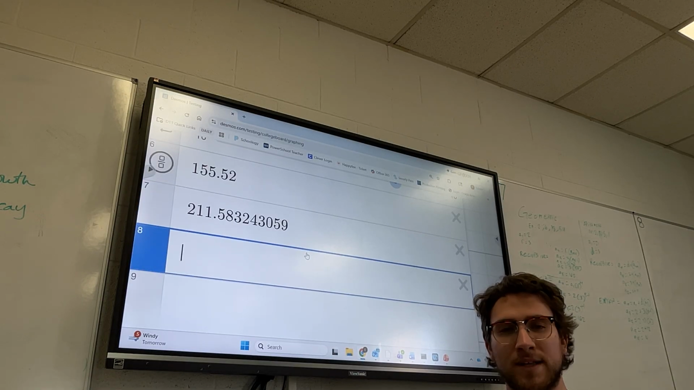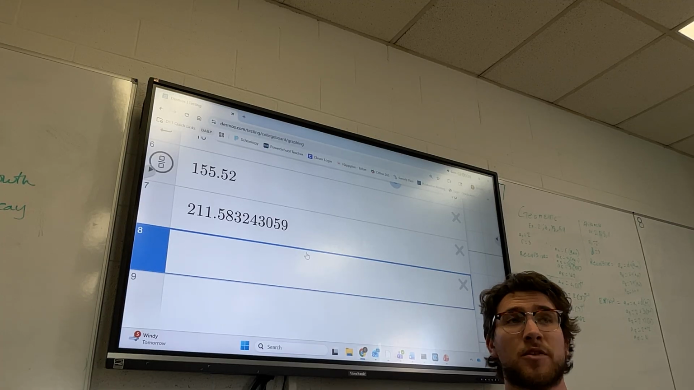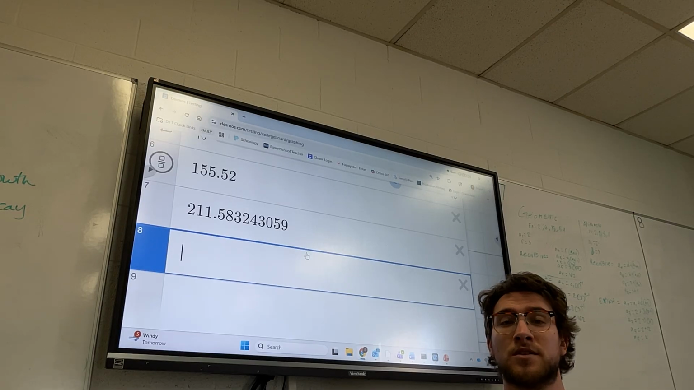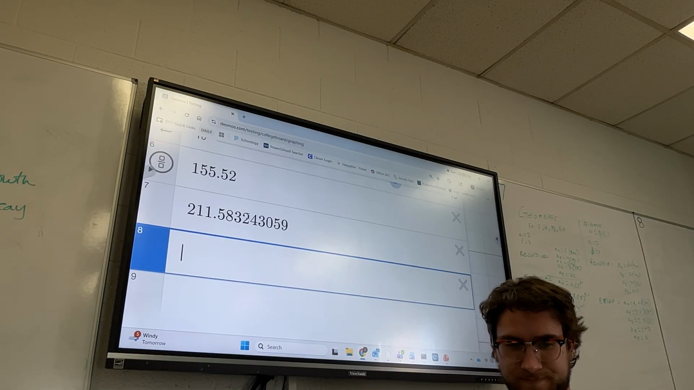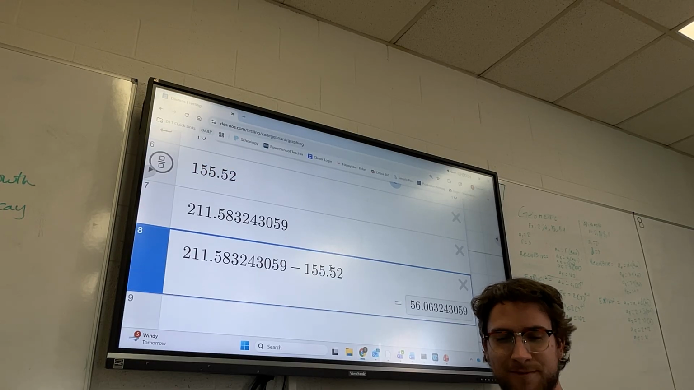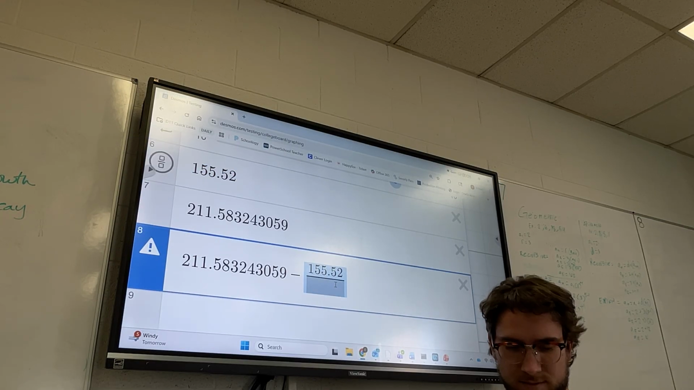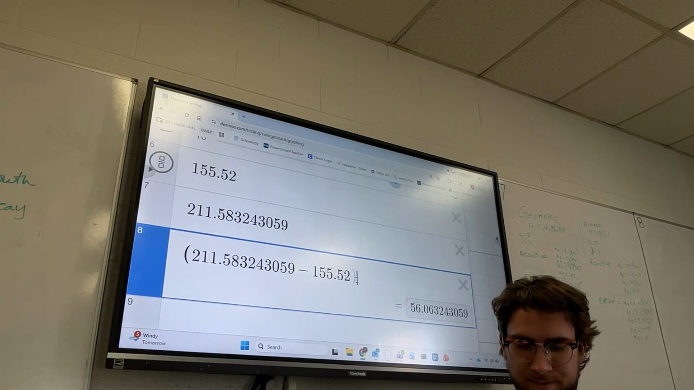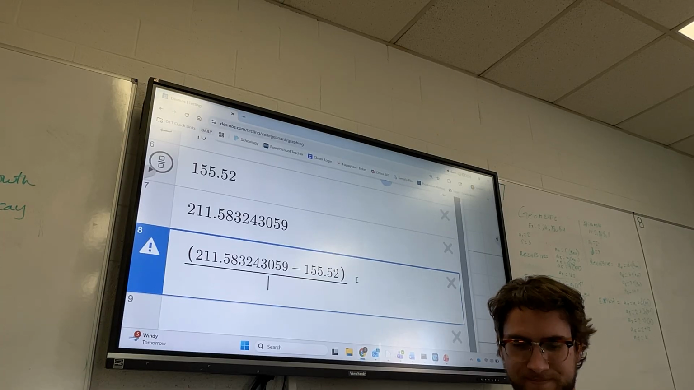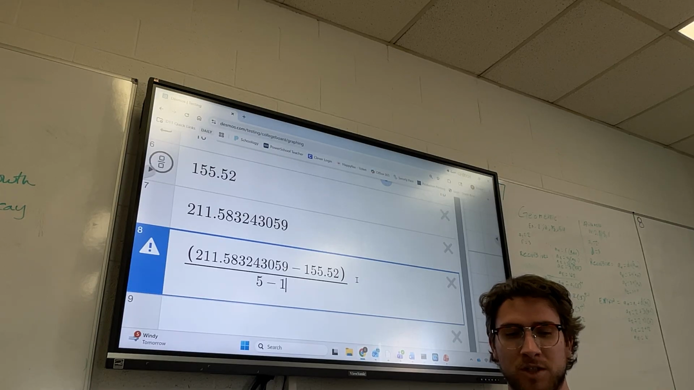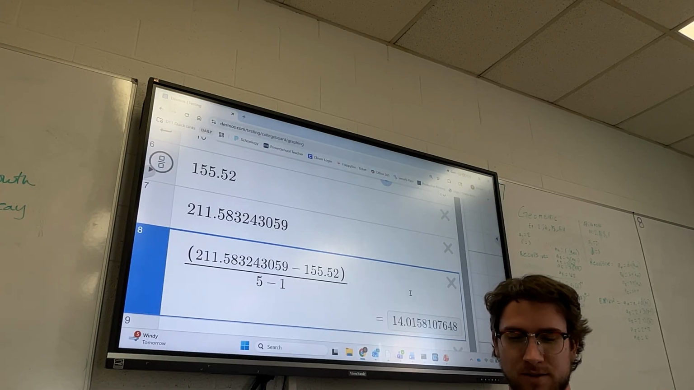What this question wants us to do is find the slope from year 1 to year 5. It wants us to do y2, this amount, minus y1, the whole thing divided by x2, which is 5, minus x1, which is 1. And that gives us our answer of 14.